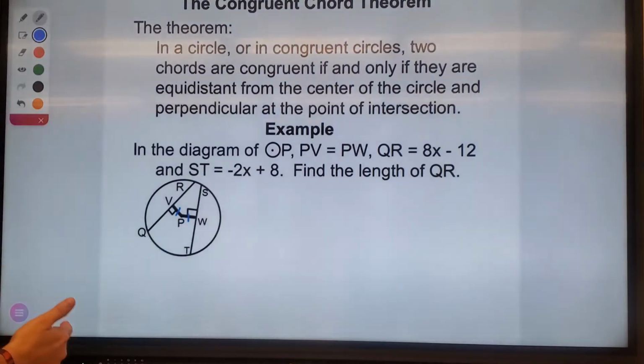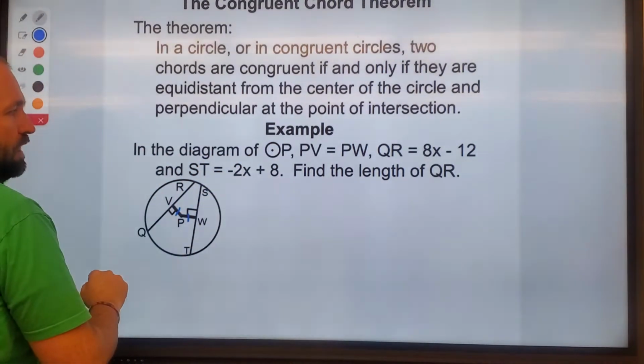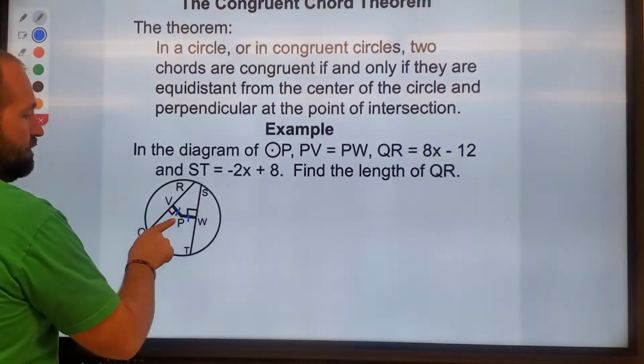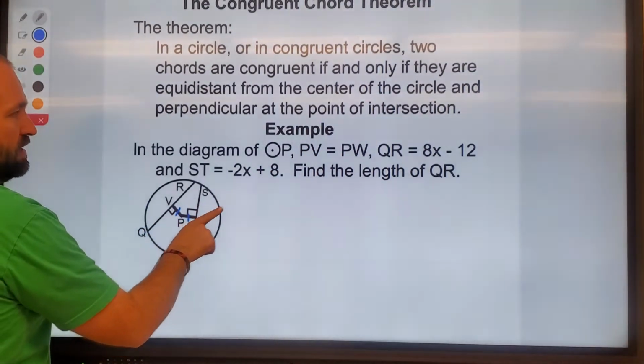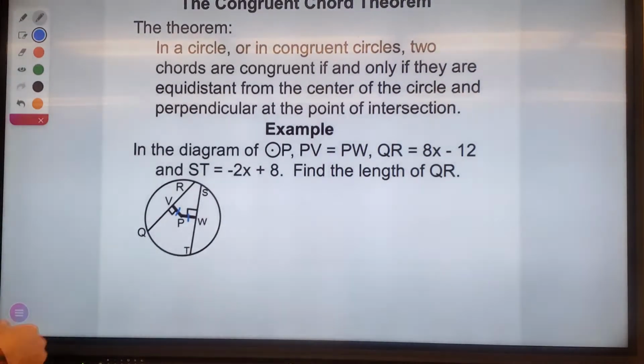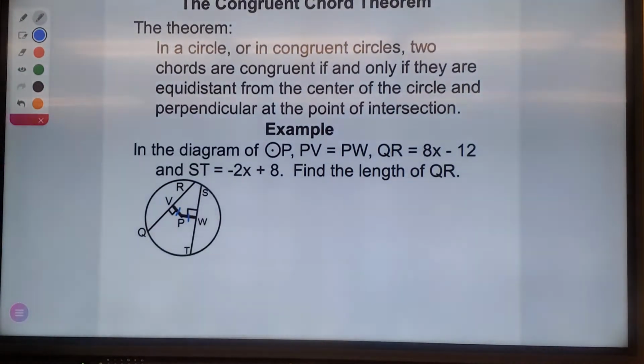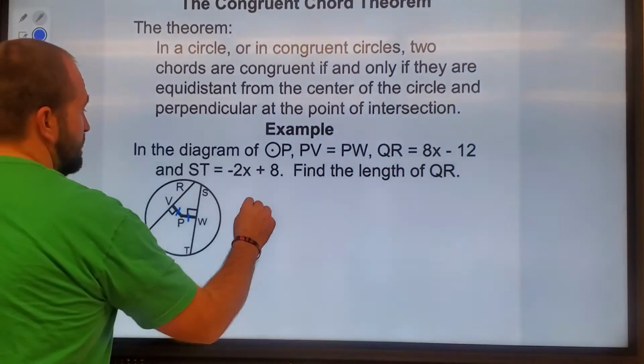So what this tells me is that in the diagram, circle P, PV from here to here, as I indicated, is equal to PW from here to here. Then QR, I give an expression, and ST, I give an expression. I want to find the length of QR. From the theorem, these two expressions are equal to each other, so I'm just going to set them equal to each other.